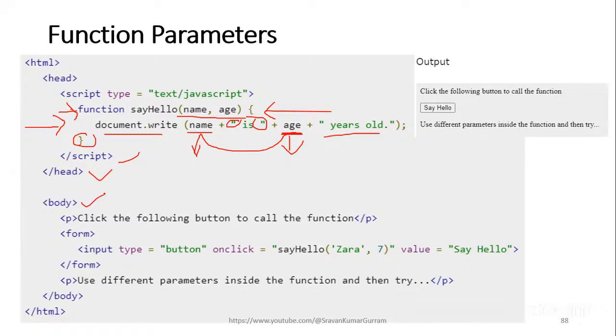Coming to the body tag, click the following button to call the function. Okay. We are just giving some information to the user. What is the information we are printing here? Click the following button to call the function. So we displayed one button here. Whenever the user clicks on that particular button, the function will be called. That is the meaning of that text. Now, how to create the button and how to give the name to that input.